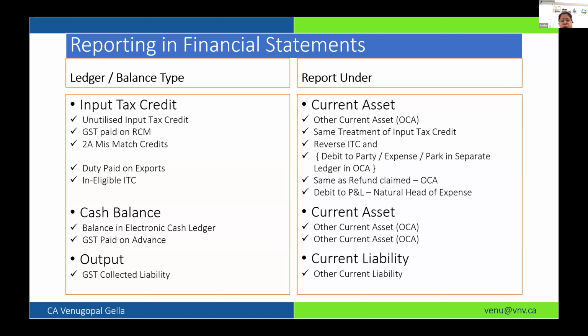And at the end, we pass one set of entry. That set of entry is very important to be passed, because your books of account should match with your GST portal. In the portal also 3 ledgers are maintained, and all those 3 ledgers should correspond to books of account, and accordingly the reporting should also be done in your balance sheet.